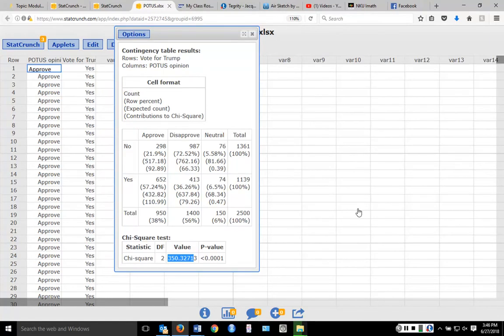All right, hopefully after this example, it makes some sense. Make sure you feel comfortable with doing this in StatCrunch as well.